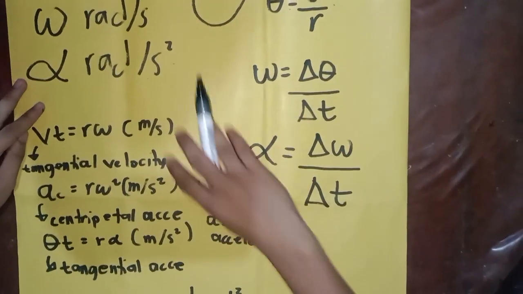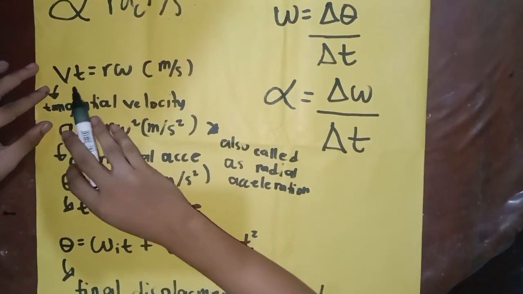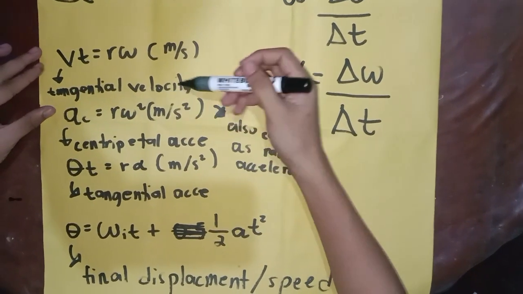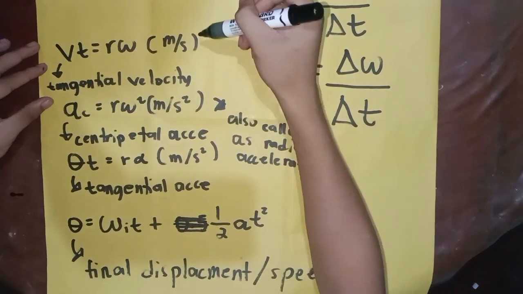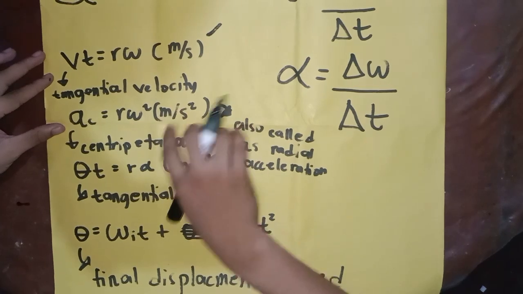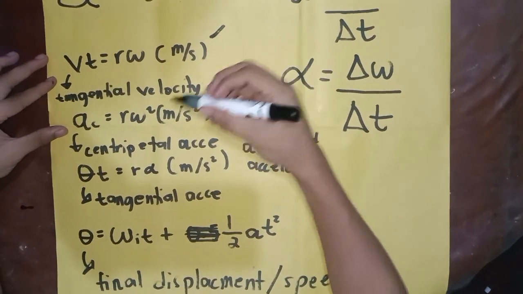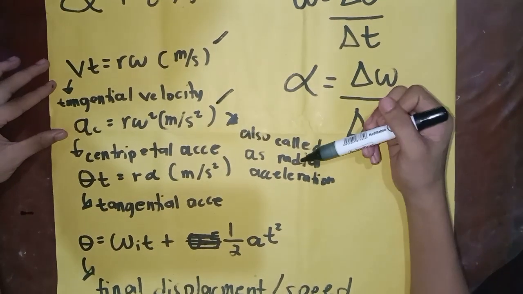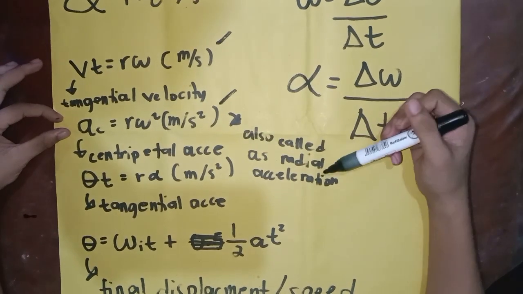Vt is equal to Rw, which we call the tangential velocity. AC is equal to Rw squared, which is what we call the centripetal acceleration. It is also called the radial acceleration.